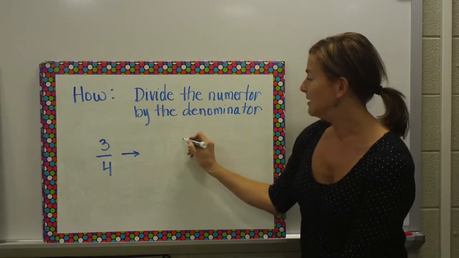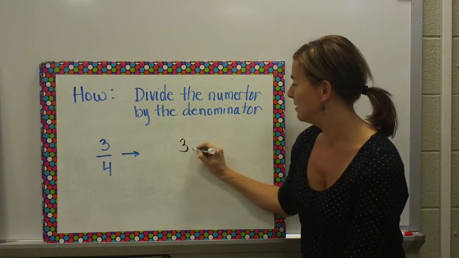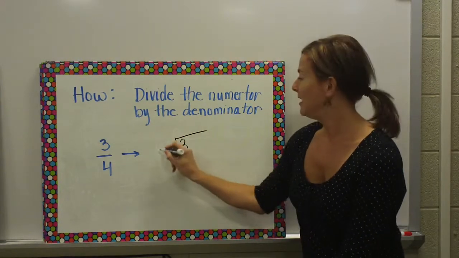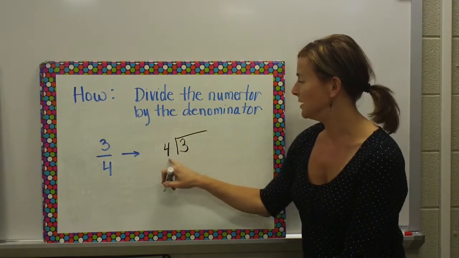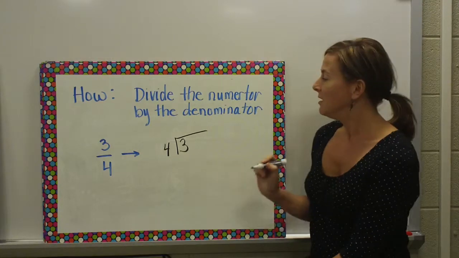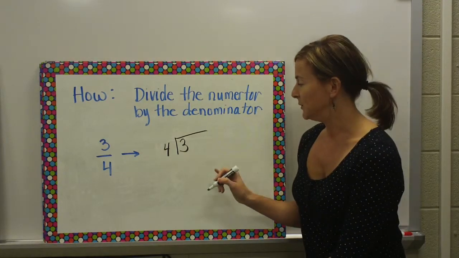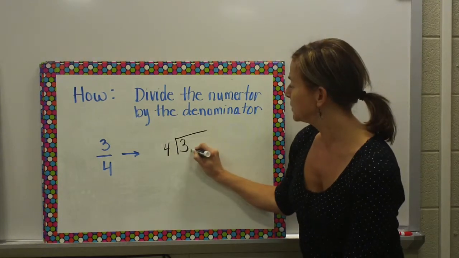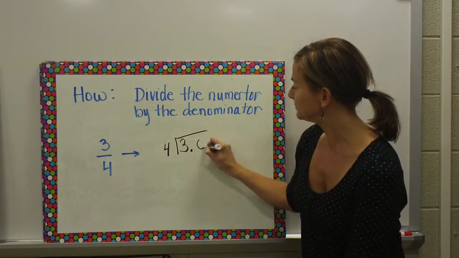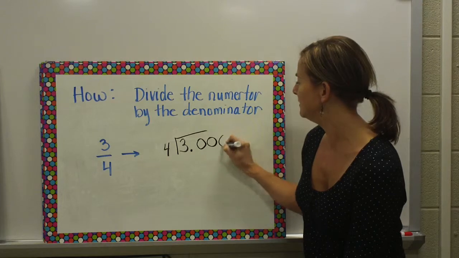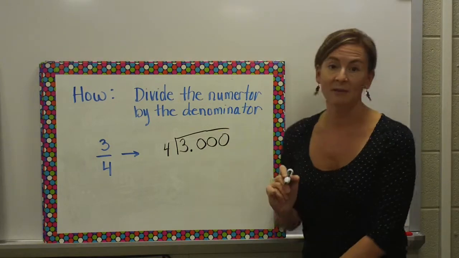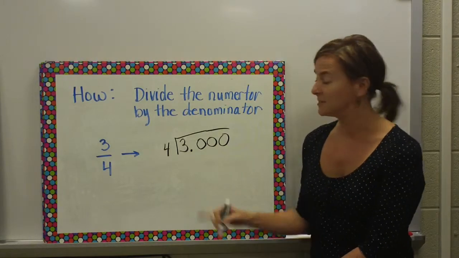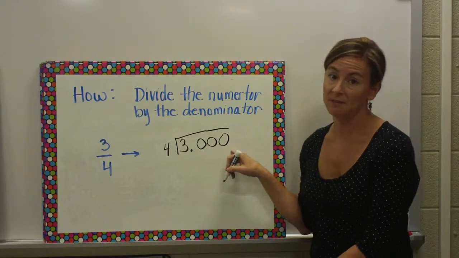Because 3 is being divided up by 4, the 3 is going to go inside, and then the 4 is your divisor. The very first thing you're going to want to do is we know that we can't get any 4s out of a 3. So we're going to put a decimal point, and I like to tack on 3 zeros right away because I'm going to ask you to work the problems out to the thousandths place if needed.